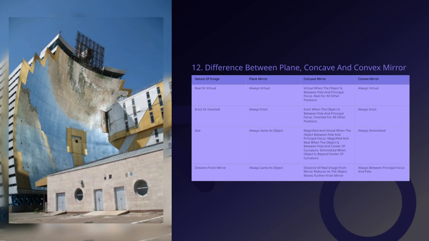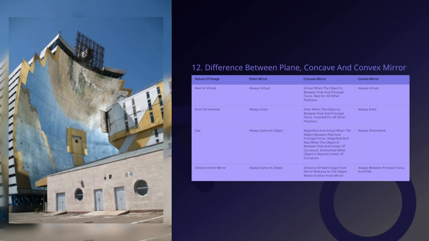In contrast, a concave mirror can produce both real and virtual images depending on the position of the object. When the object is between the pole and the principal focus, the image is virtual and erect. For other positions, the image becomes real, inverted, and can vary in size from magnified to diminished.